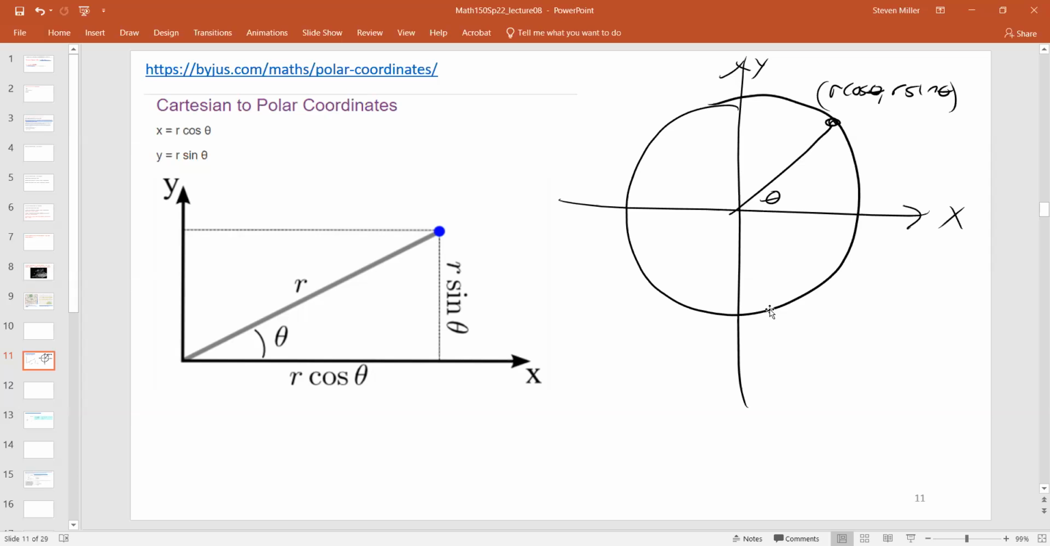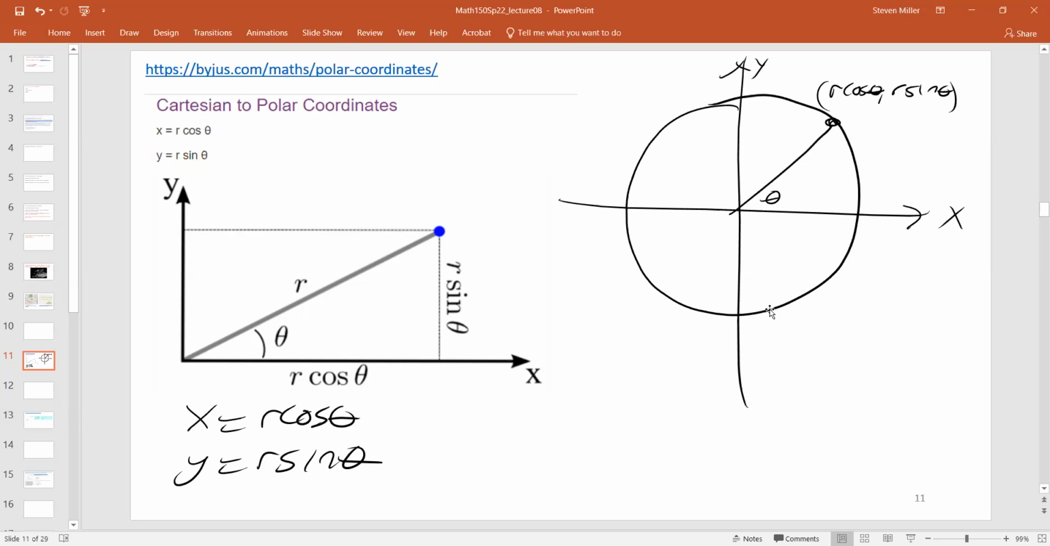So what we want to do, it's almost like currency conversion. We want to convert from Cartesian to polar. If I give you x and y, x is r cosine theta, y equals r sine theta. So if I give you r and theta, it's very easy to get x and y. What if I give you x and y? How do I get r and theta?